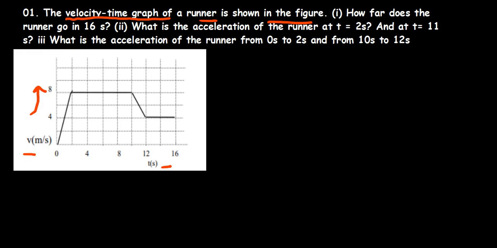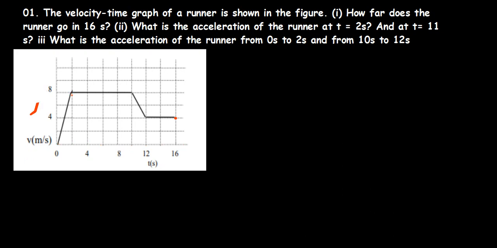It means this runner is starting from rest and then accelerating all the way to 2 seconds, because the time here is moving in steps of 2: 0, 2, 4, 6, 8, 10, 12, 14, 16. So it moves from 0 seconds to 2 seconds, and then it moves at a constant speed all the way up to 10 seconds. From there it decelerates up to 12 seconds, and then it moves at a constant speed all the way up to 16.